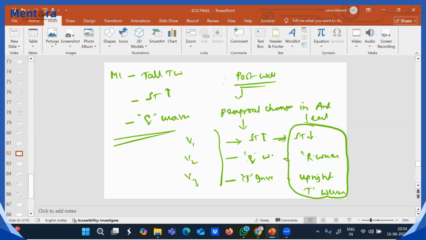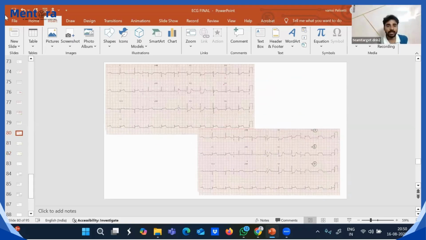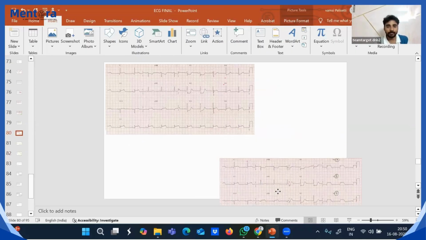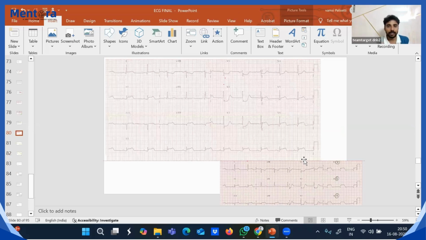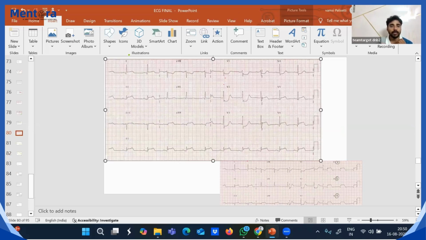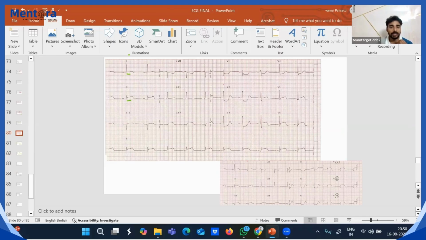Yes, sir. So let us come back to the ECG. We see the ECG right now. As we discussed, lead 1 has ST elevation, lead 2 also has ST elevation, then lead 3 has ST elevation, aVL has ST elevation, aVF has ST elevation. So infero-lateral is there.